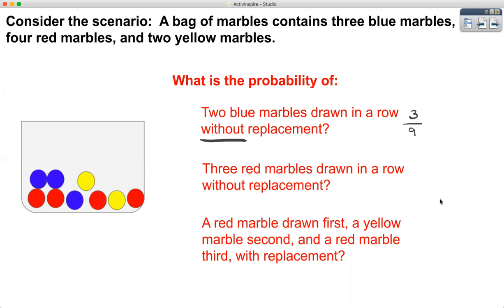Now, we are not replacing that blue marble back in. So I'm going to go ahead and just cross one of these marbles out. It no longer exists in the bag, right? We've taken it out. We have not replaced it.